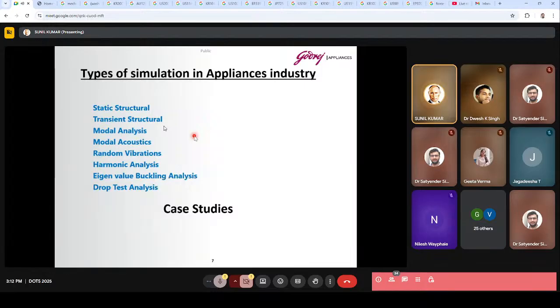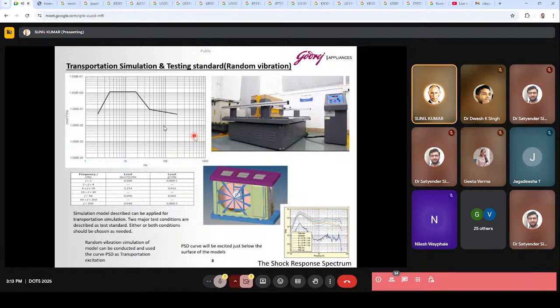So we'll come directly to the types of simulation we do on appliances in FEA analysis. First is static structural, transient structural, modal analysis, acoustics, random vibration, harmonic, eigenvalue buckling analysis, and drop test analysis. I'll go one by one through each kind of simulation and try to cover them in the case studies. So we'll start with the transient structural simulation. In between, if anyone has a question, they can ask.